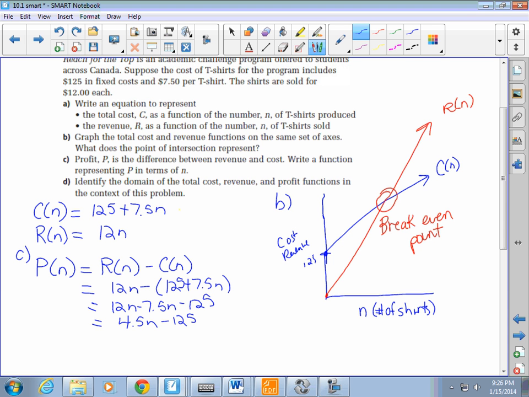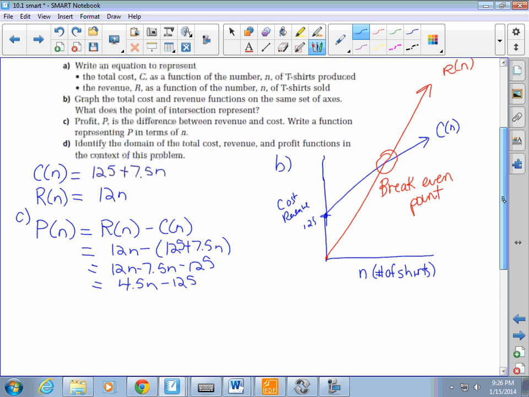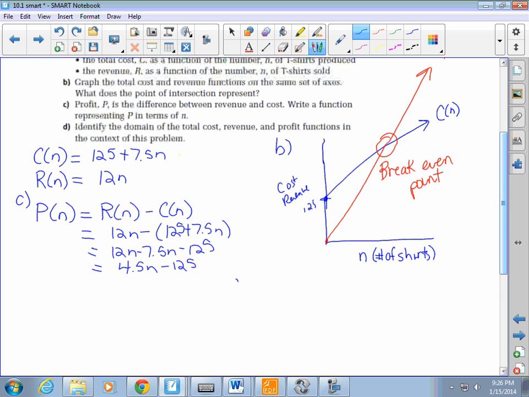So D says, identify the domain of the total cost, revenue, and profit functions in the context of this problem. So my domain, and this wants it based on cost, revenue, and profit. So for the cost, what x values could I use for my costs? Well, because it's based on the number of shirts, it has to be greater than or equal to 0. I can't use less than that.